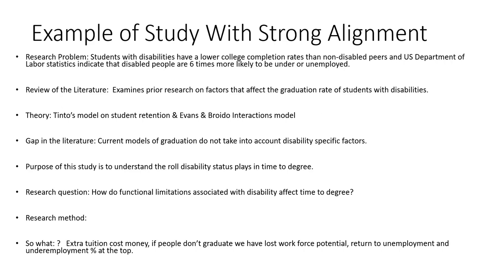A research question you could ask regarding that would be, how do functional limitations associated with disability affect time to degree? Now I've left the method open because, the way this is written, there are two different ways that you could go. You could go a quantitative way, and if you were going to go a quantitative route, then you would want to go back and take a closer approach to defining key terms, like what do we mean by time to degree, what's a functional limitation, those types of things.